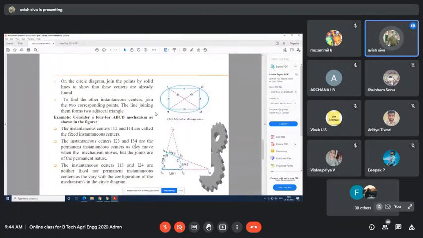So look at the figure of the 4-bar mechanism. Your question will be to locate all the instantaneous centers. They will give one 4-bar mechanism, and they will ask you to locate all the instantaneous centers.